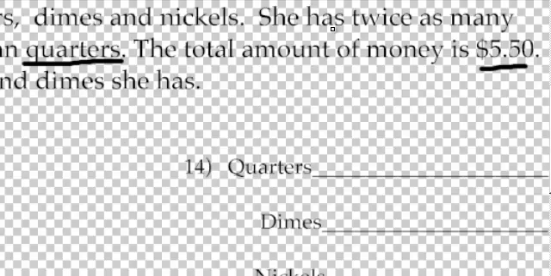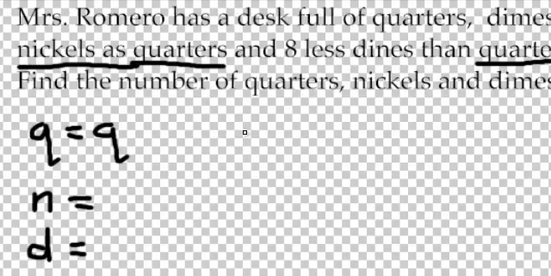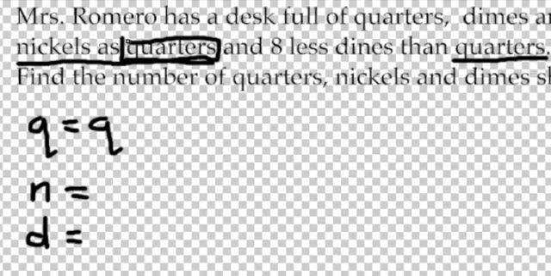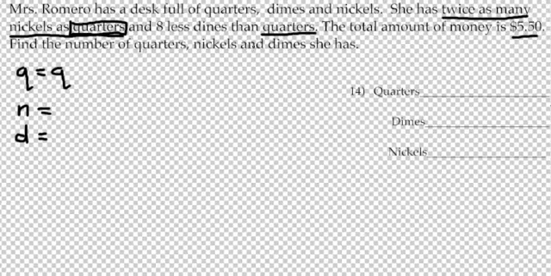Look, let's read the question. Now look at this. I'm going to underline stuff. Twice as many nickels as quarters. Right, okay, so here we go. Here's nickels. Now what you're going to do is look, I'm going to choose quarters as everything I'm going to base things off, because look, the word quarters is there. It's twice as many nickels as quarters, and there's 8 less dimes than quarters. So everything's based on quarters.